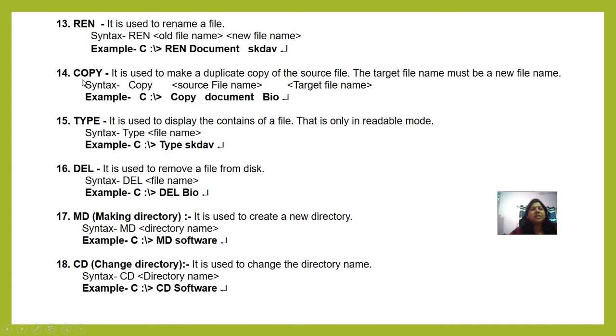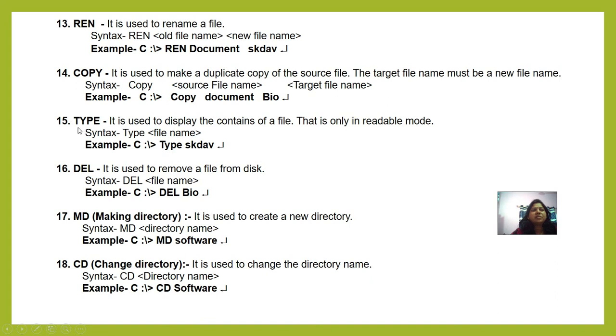Now next is copy. It is used to make a duplicate copy of the source file. The target file name must be a new file name. Here the syntax is copy, then write the source file name, then write the target file name, and the target file name must be a new file. For example, write copy document, then space, bio. It means my document file now has another copy with the name bio.